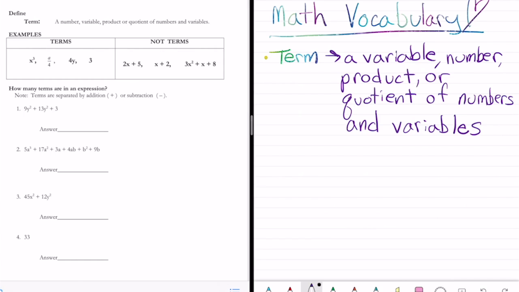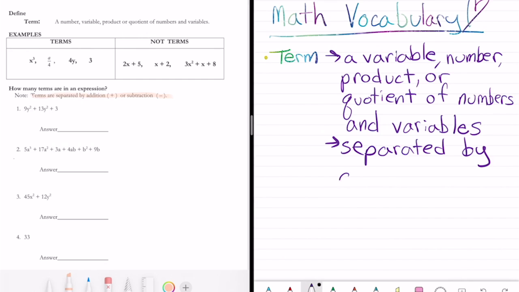These are also, I can read that, hey, you know what? These are separated by addition and subtraction. So let's write that down. They're also separated by addition or subtraction. Squeeze that in there. I know. It's okay.